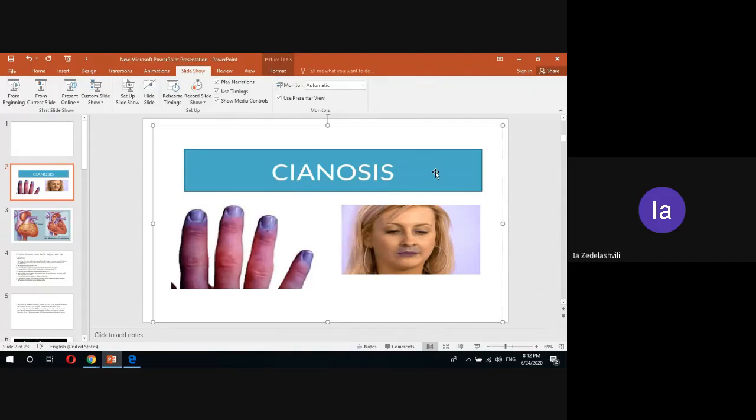So, first of all, how do we begin our examination? Always, we begin from the visual effect. So, inspection. You will look at your patient and take some information about what has happened with your patient.